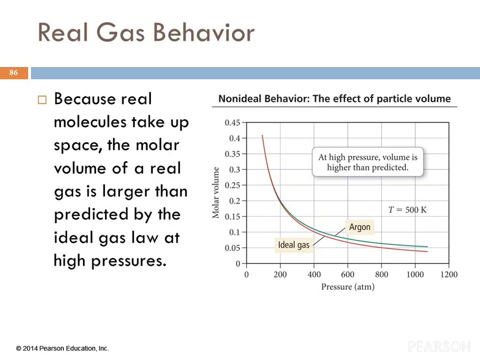So real molecules take up space. As we go to higher pressures, we see that the volume of the argon is above what's predicted because of the actual space that the argon molecules themselves take up. They're not molecules, they're atoms.